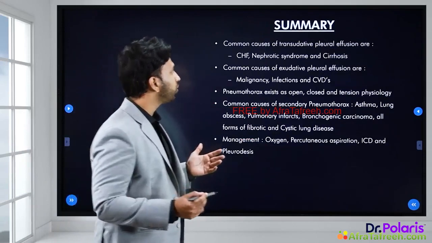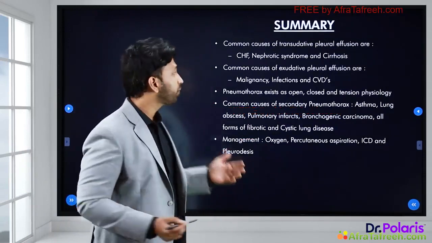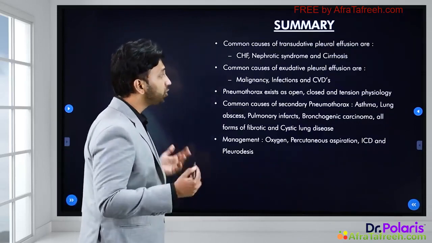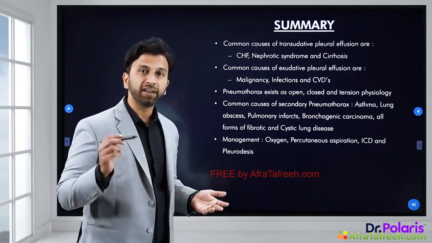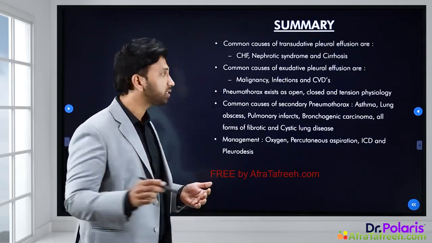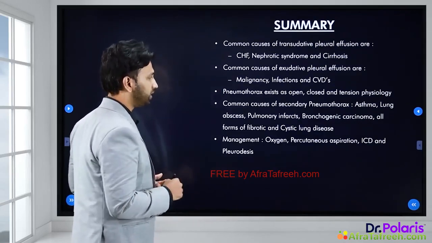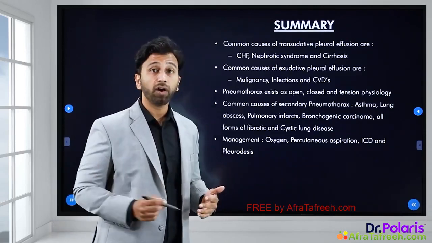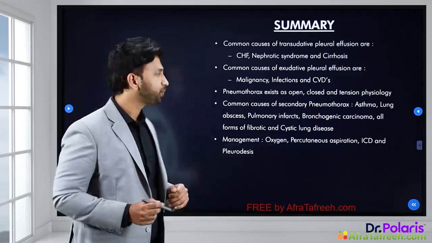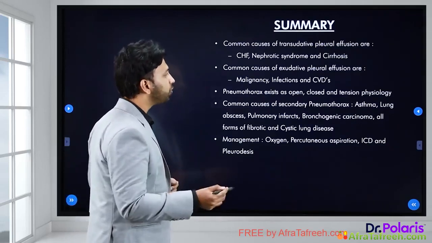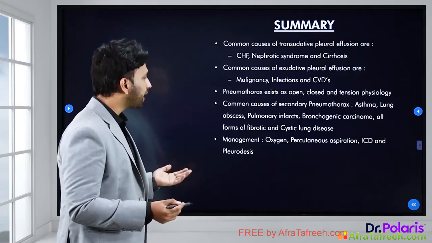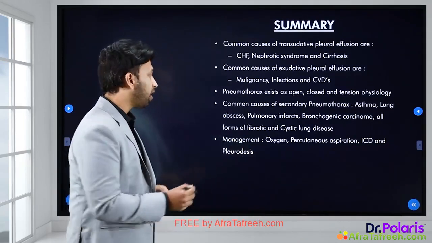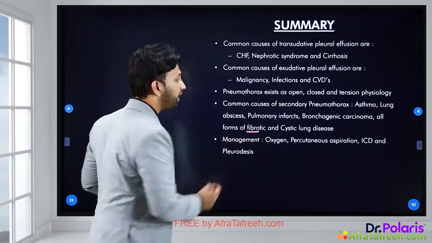Common causes of transudative pleural effusion are congestive heart failure, nephrotic syndrome, or cirrhosis. Common causes of exudative pleural effusion are malignancy, infection, in our country it is tuberculosis, and collagen vascular diseases. Pneumothorax exists as open, closed, or tension pneumothorax physiology. Common causes of secondary pneumothorax are asthma, lung abscess, pulmonary infarcts, bronchogenic carcinoma, and all forms of fibrotic and cystic lung disease.